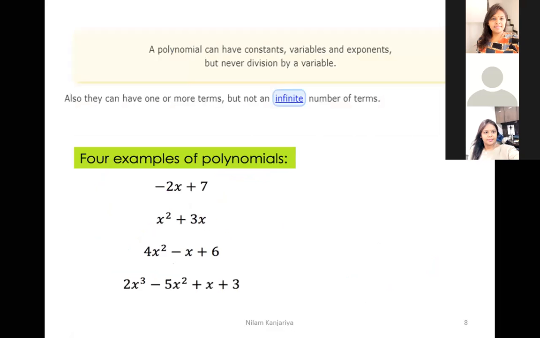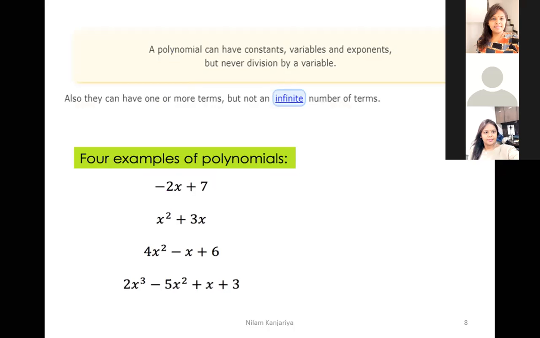Now some examples of the polynomial. This is an example of a finite polynomial. What is the meaning of finite? It has an end term. If you have some countable terms, then you can say this is finite.